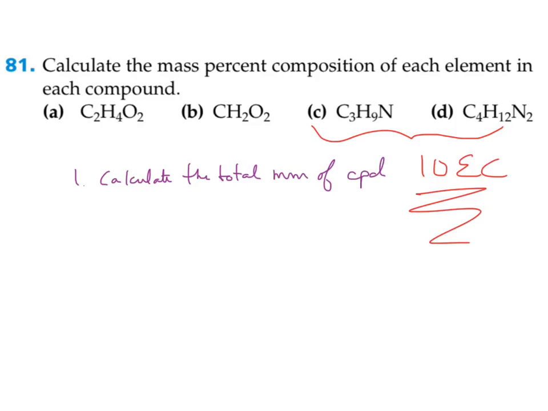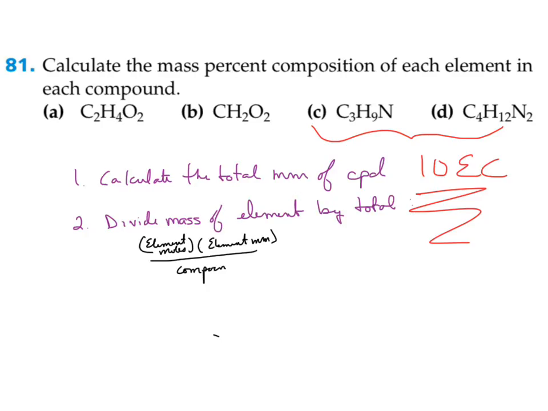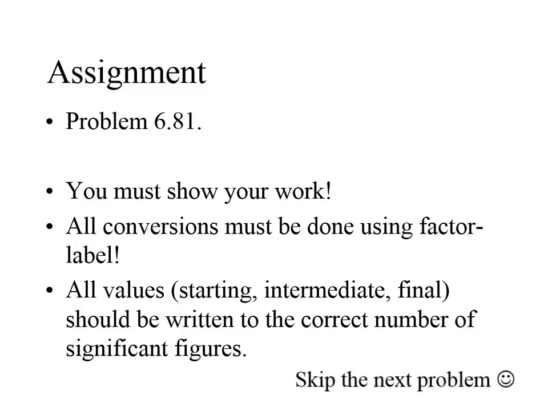Any questions? Okay. And so I actually just have a little hint of how that goes. Just to remind you what we just did, you calculate the total mass of the compound, and then you divide the mass of the element by the total mass of the compound. So here I have element moles, you get that from the formula, and element molar mass, you get that from the periodic table. So you should do fine. Okay. Skip the next problem. This is actually from last semester.